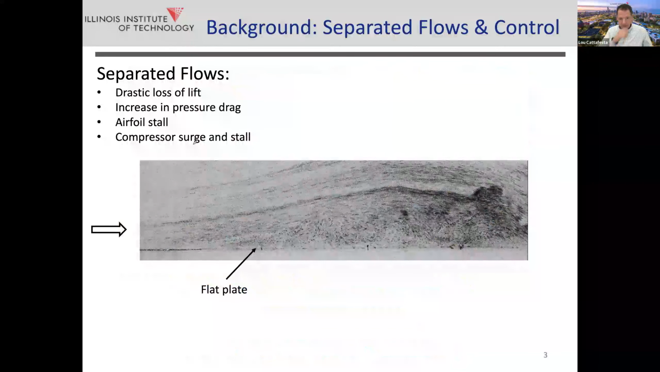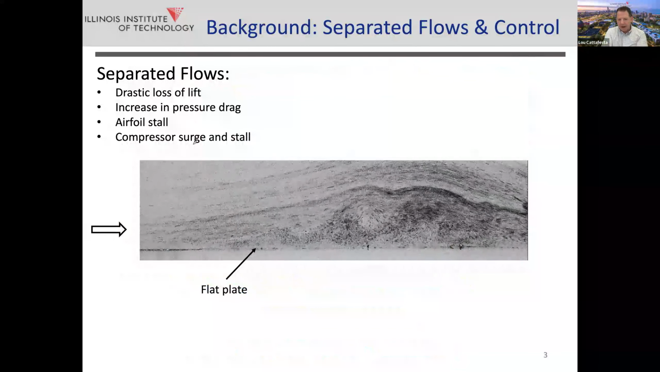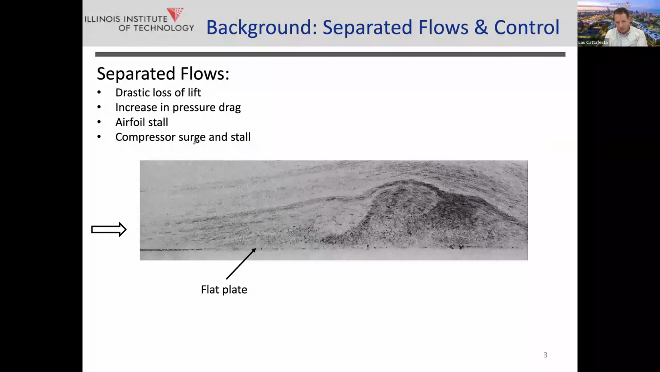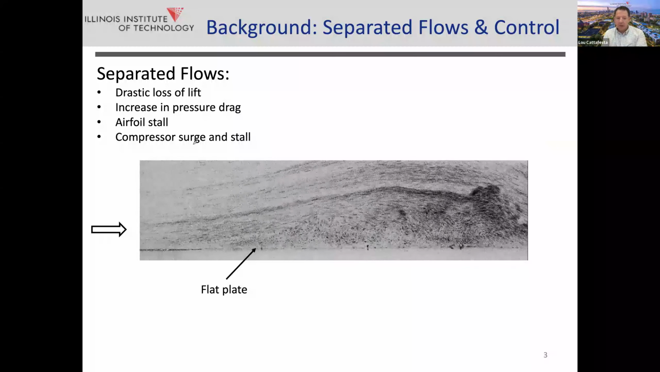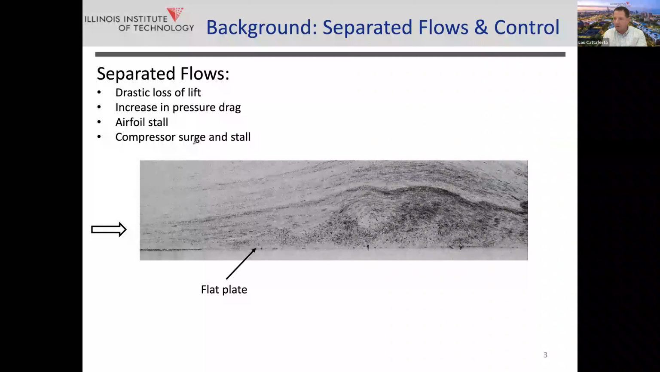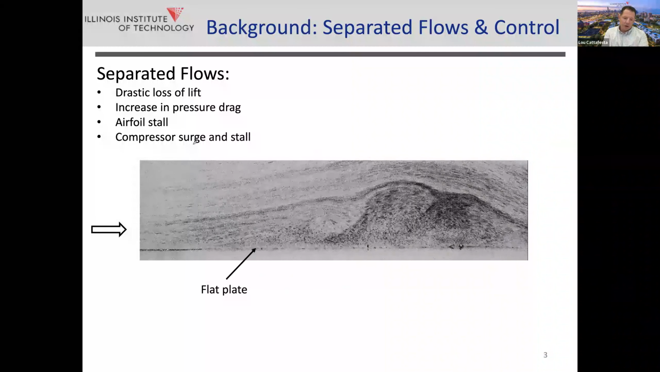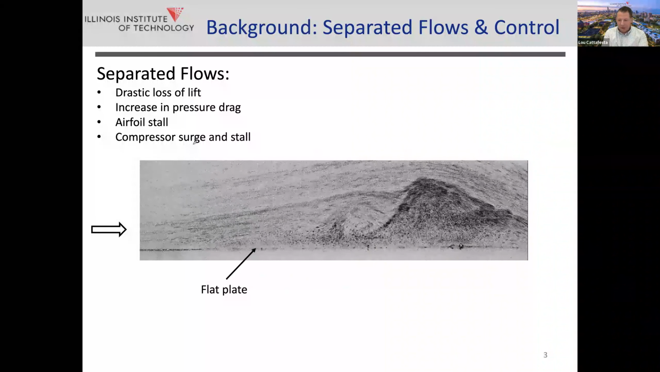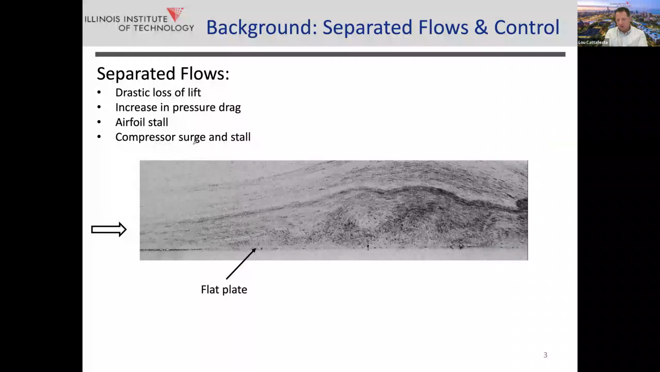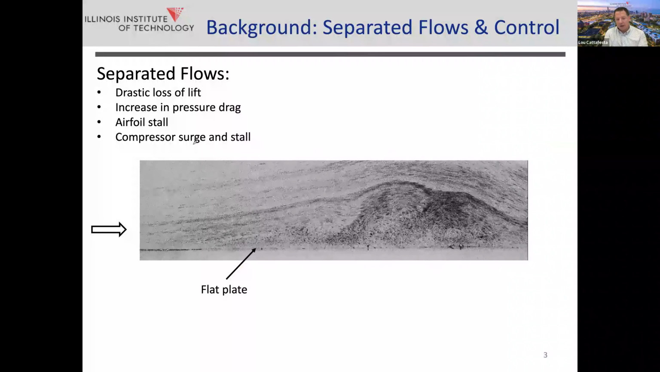So moving forward, I'm going to talk today about controlling this very separated flow. This is actually a time-resolved PIV image of the separation. I'll talk a lot more about this as we proceed, but I wanted to start off with this picture so you get an idea of what we're talking about.